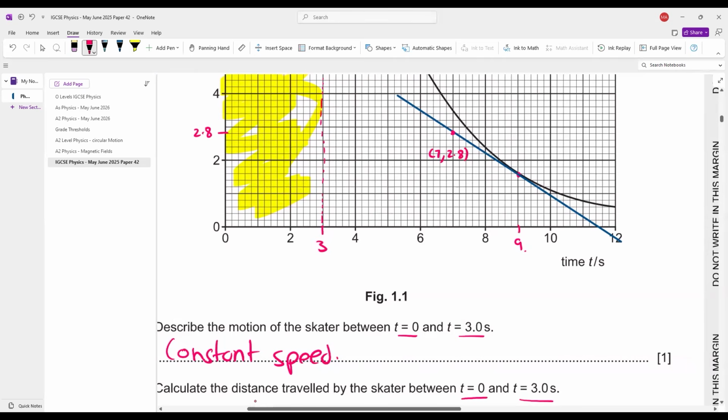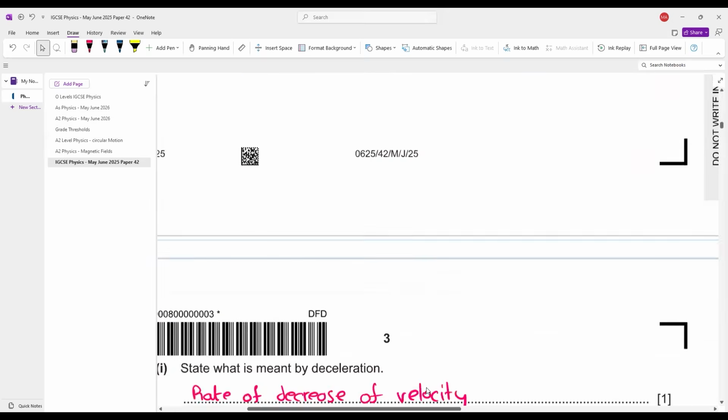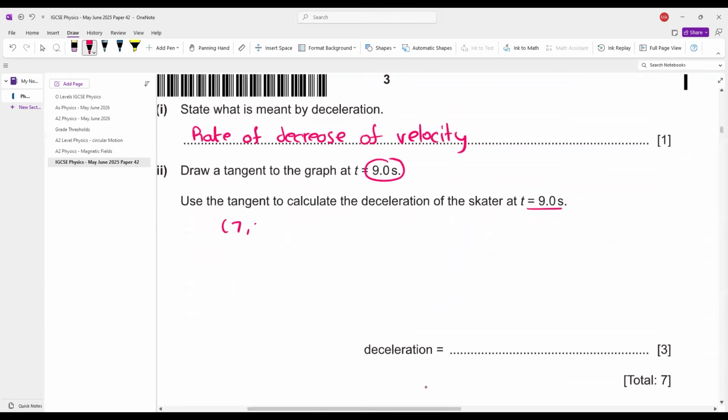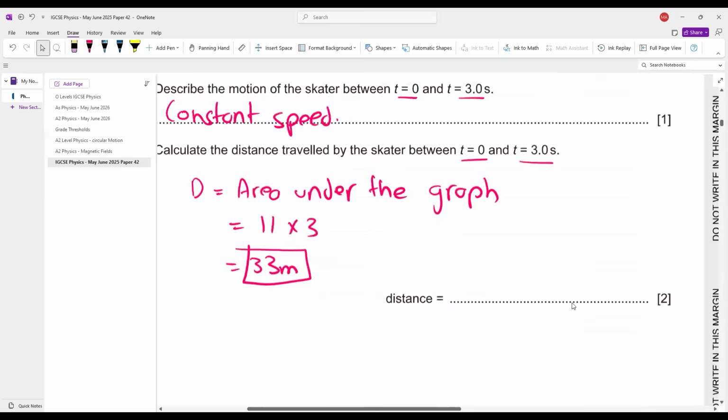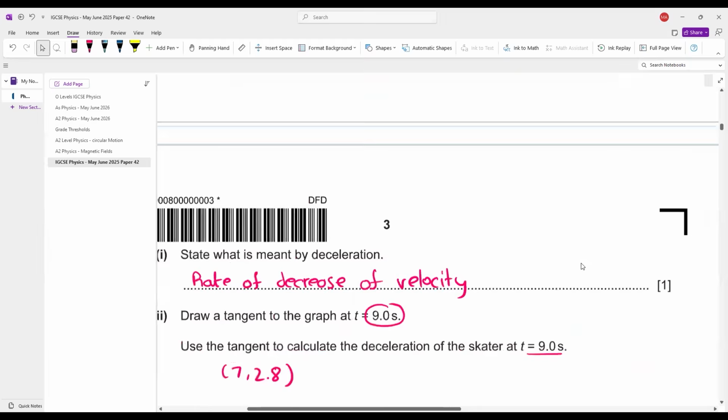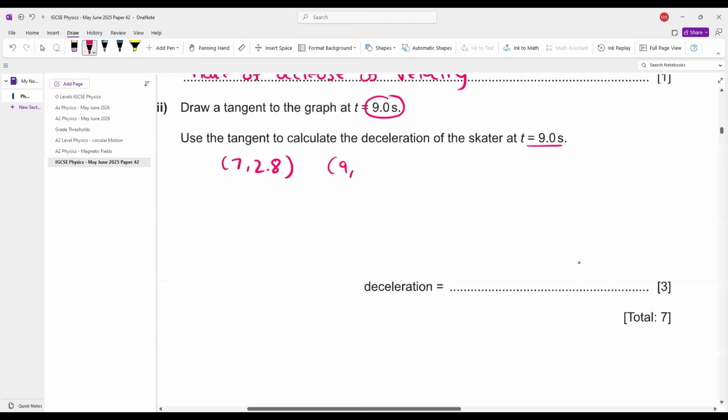And which should be your second point? Make sure the points are far away from each other. You can also take this point. This is 9 and 1.6. You can take this point as well, but बेटा जितना फार अवे हो सके उतना ले लो, but I am using these 2 points. 7 and 2.8, and the other point is 9 and 1.6. Let's say this is x1, this is y1, this is x2, and this is y2.